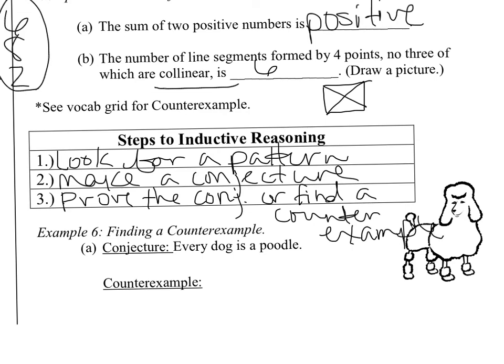Okay, so we already did look for a pattern and make a conjecture. Those are the last couple examples. So prove the conjecture is true. That's what we're going to do at the end of next week. That's the end of the chapter. But for now, we're going to work on finding a counterexample if it's false.